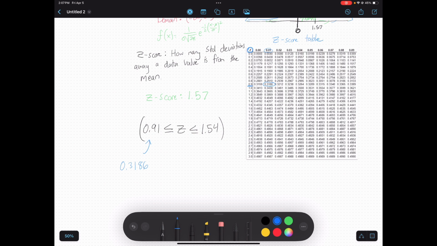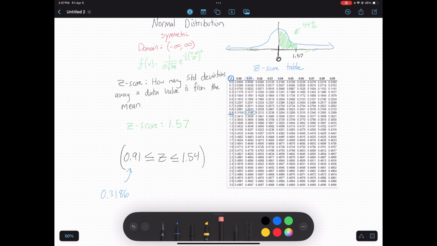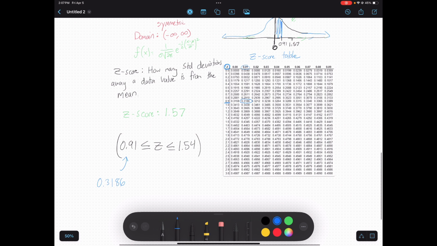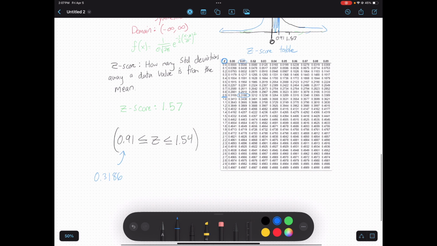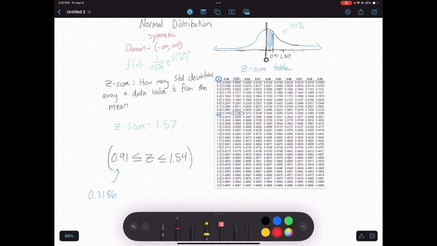No, recall that if I come back over here to my normal distribution, that 31.86% represents the probability of the z-score being between 0 and 0.91. This z-score table will always give you the area between 0 and that z-score. Okay? And so I would also need to find it for 1.54.